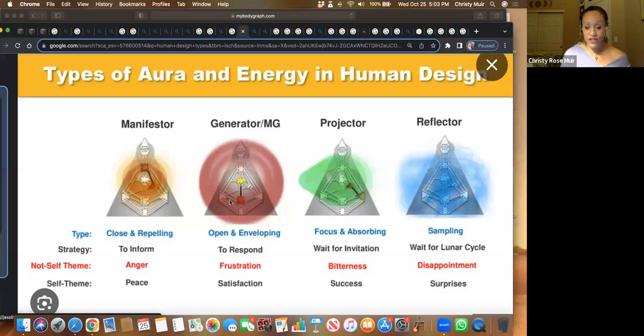They're operating out of their conditioning and they're looking outside of themselves for an example as to how to be that doesn't match what their energy is actually about. And so that leads to a lot of frustration. We live on a planet that is covered with a thick cloud of frustration because generators and manifesting generators together comprise about 75% of our population.